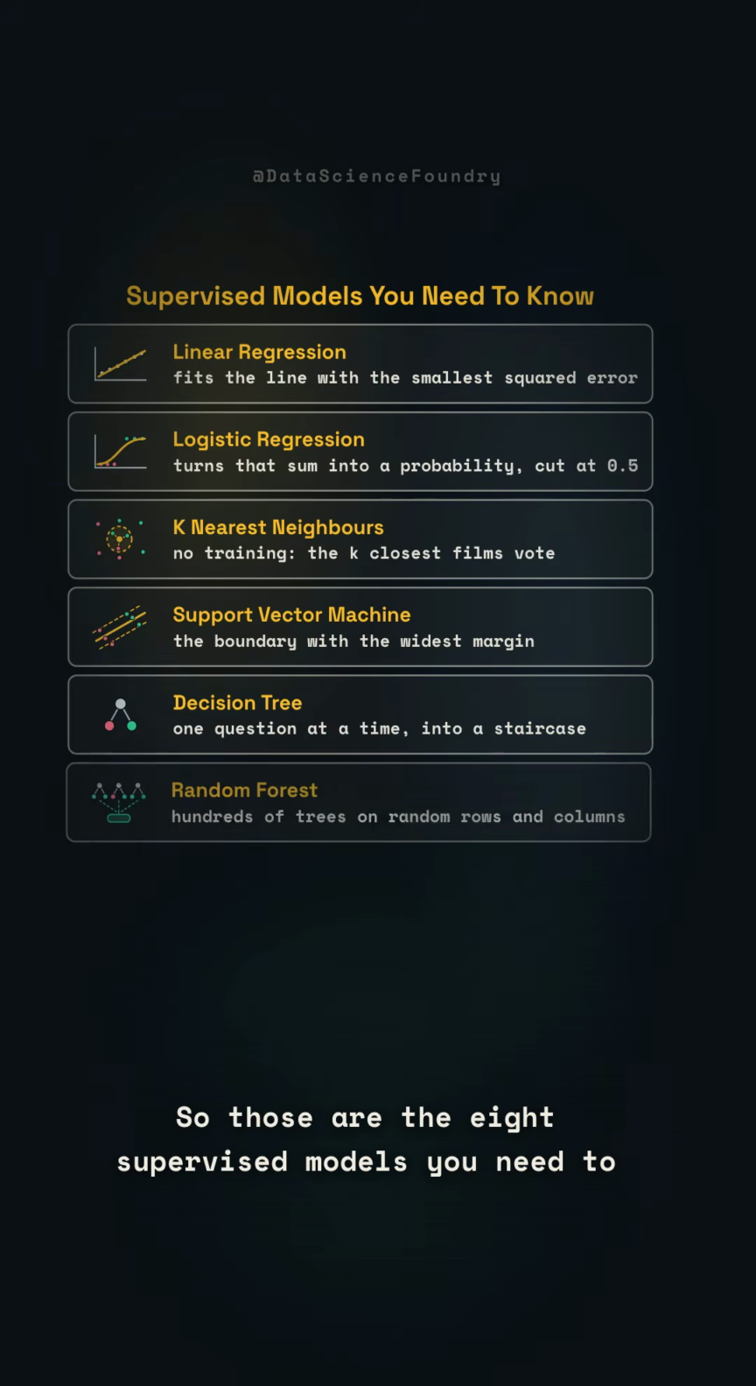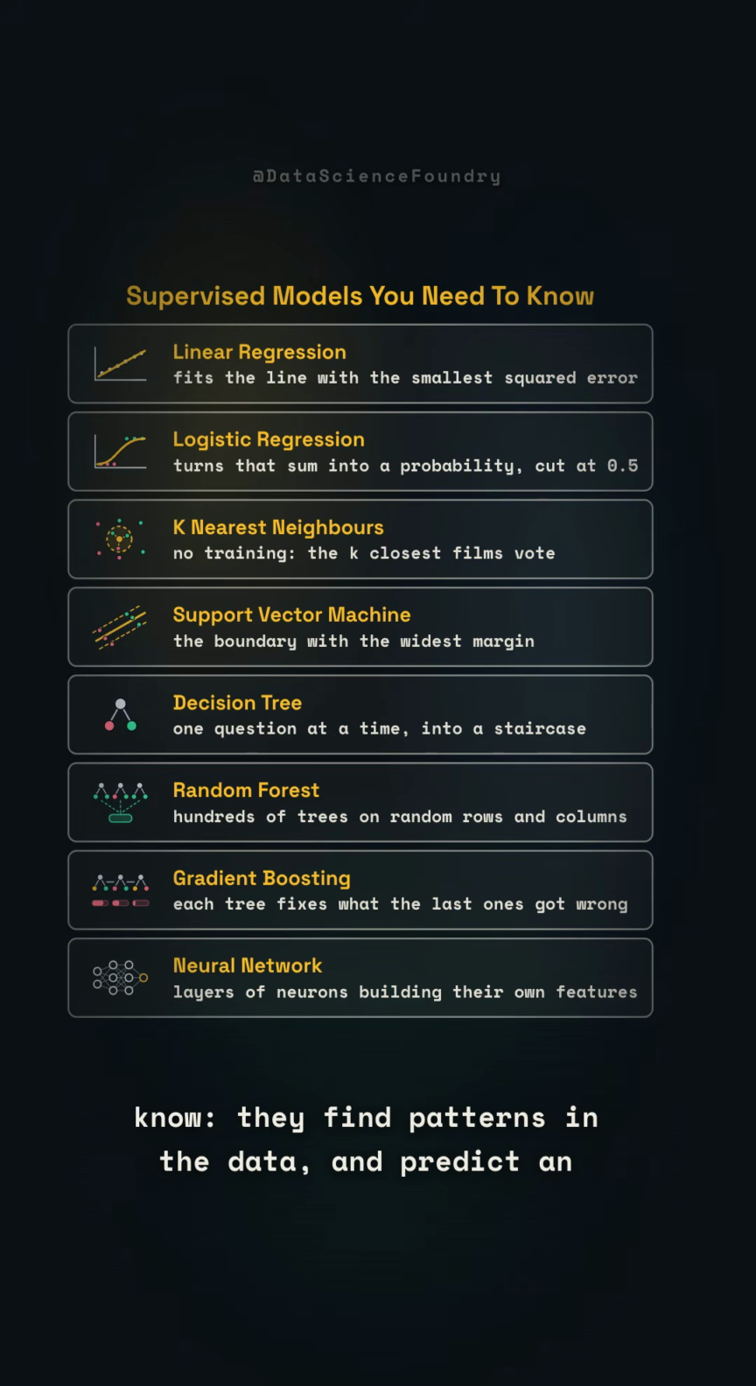So those are the 8 supervised models you need to know. They find patterns in the data and predict an answer.